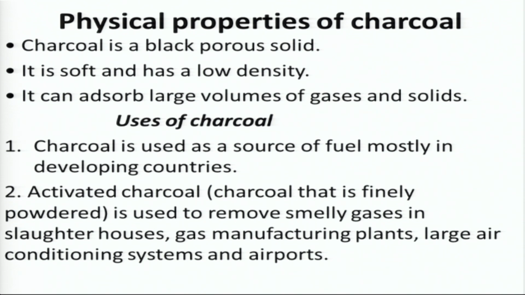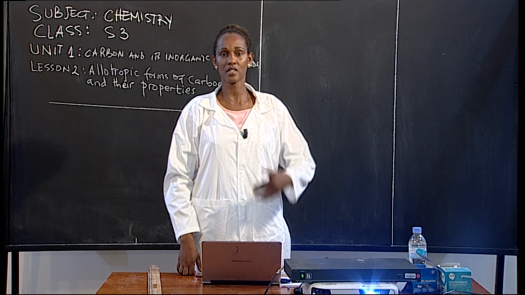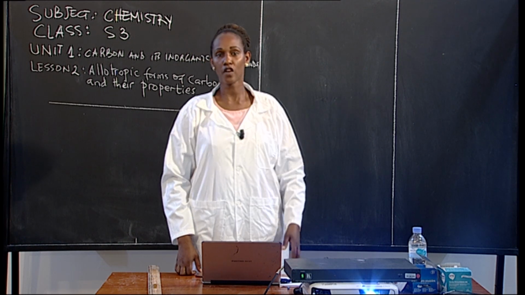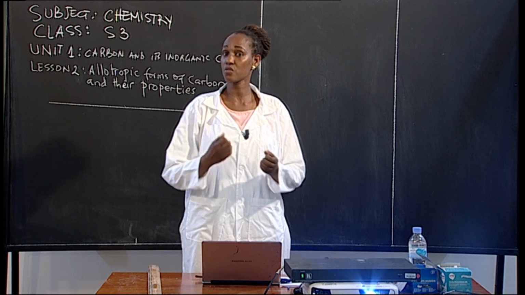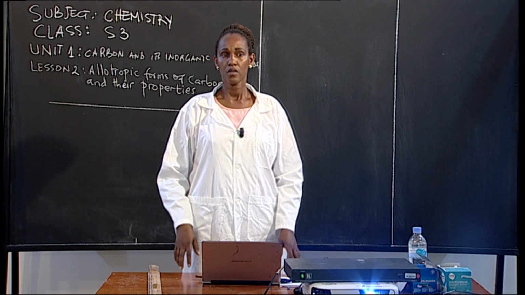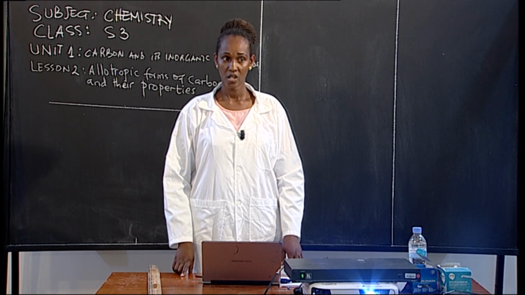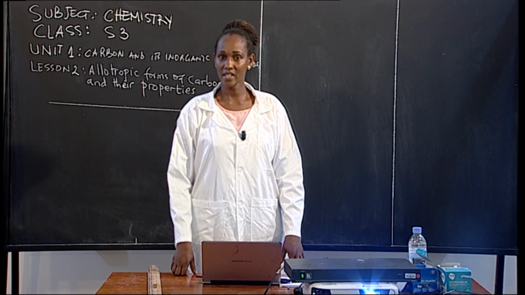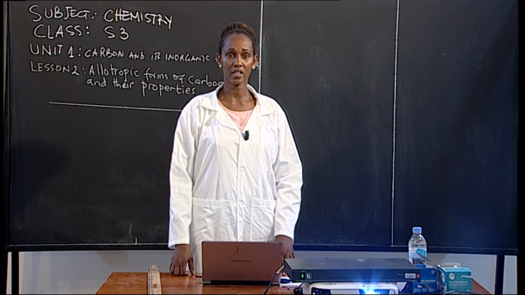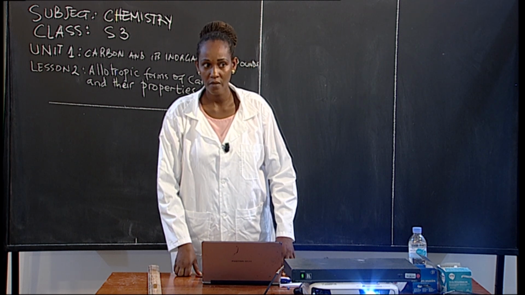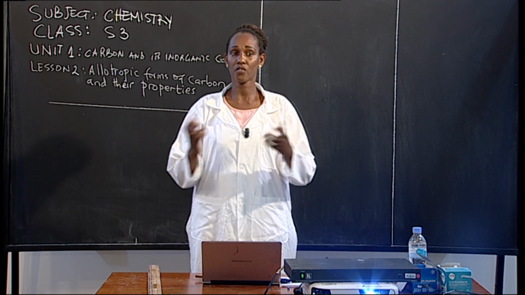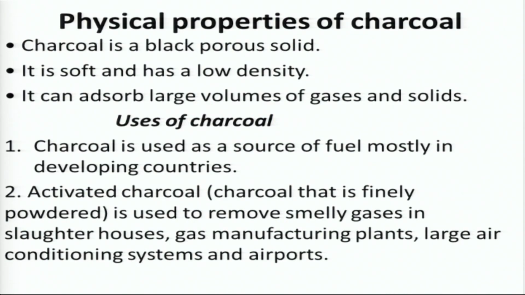It is soft and has a low density. If you compare charcoal with the other crystalline forms of carbon like diamond and graphite, it is a bit soft. When you beat charcoal down, it can get broken, but diamond and graphite cannot. So it's a bit soft and has a low density compared to diamond and graphite among the crystalline forms of carbon. It can absorb large volumes of gases and solids.